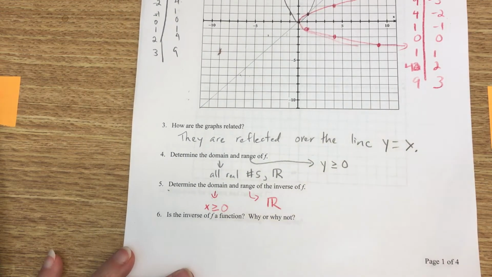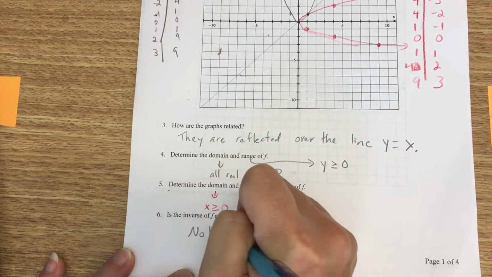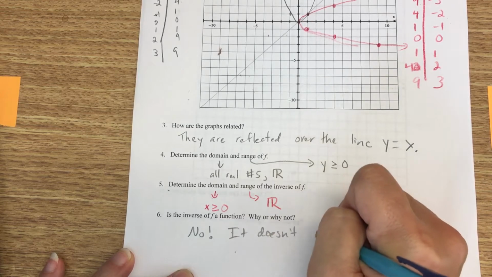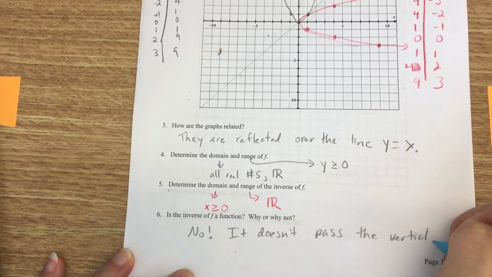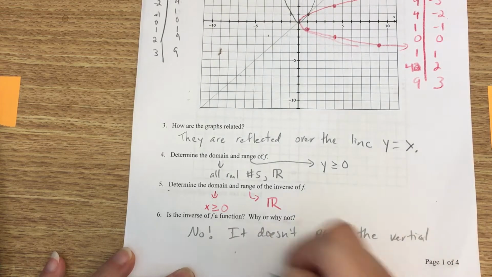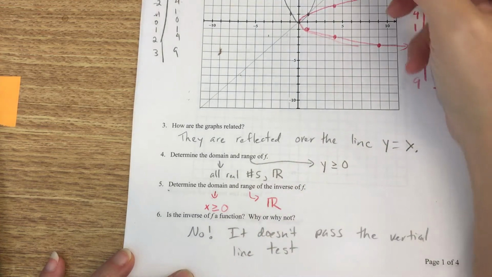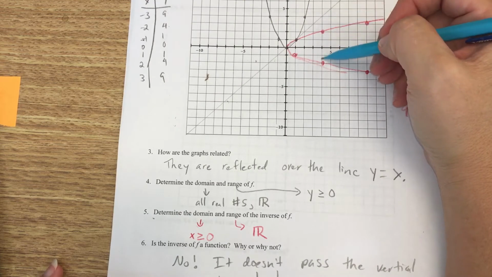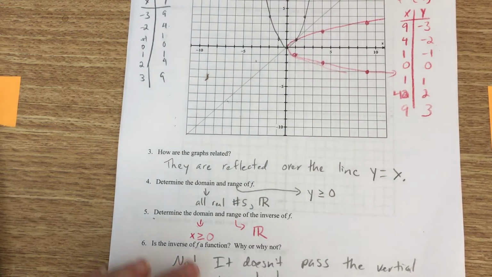Is the inverse a function? Why or why not? No. It doesn't pass the vertical, I forgot the A, line test. And just as a reminder, the vertical line test, like if I went right here at 4 and I drew a vertical line like this, at 4 I have 2 outputs, and I can't have 2 outputs if it's a function.